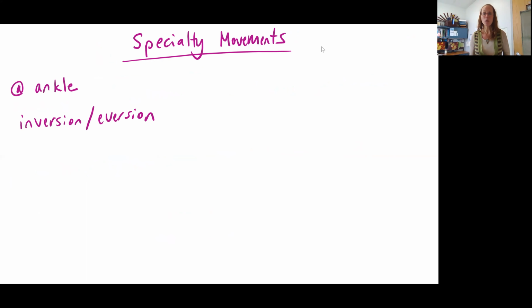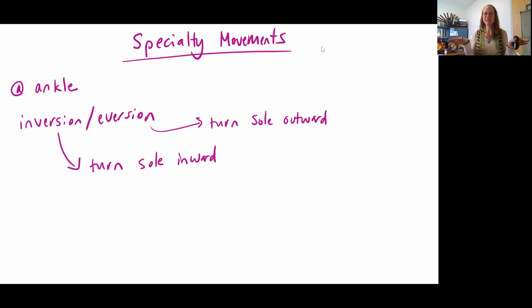So we have a couple that are associated with the ankle. I'm not going to be able to get my feet on the camera, so I'm going to pretend with my hands here. So we have what's called inversion and eversion. So with inversion, you're going to be pointing the toes in towards the midline. With eversion, you're pointing them away from the midline, okay?